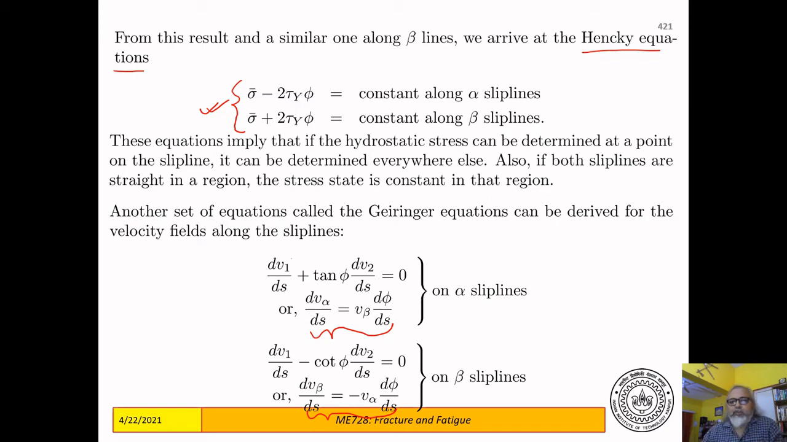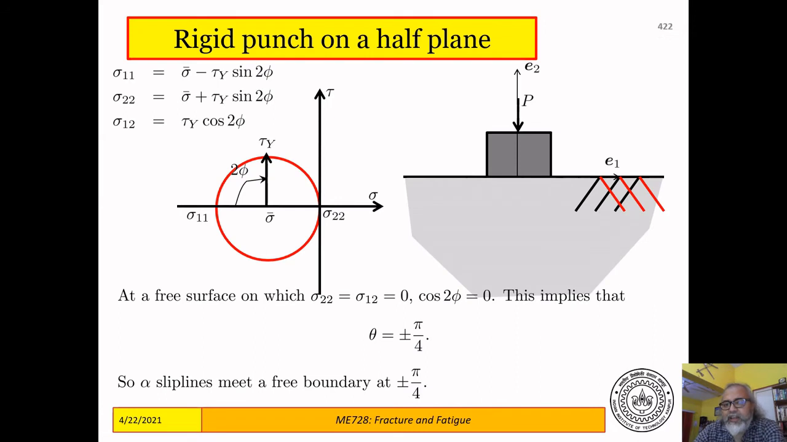So how do we use the Hencky equations? There are a couple of things that are easy to find out from the Hencky equations. So let's take this small example of a rigid punch. This is my rigid punch subjected to a load P. In this case, we assume that this entire region under the punch is rigid, perfectly plastic. So we are going to draw the slip line net representing this problem.